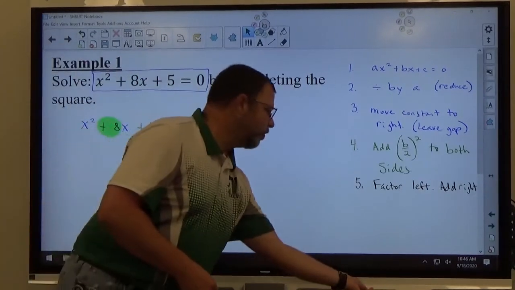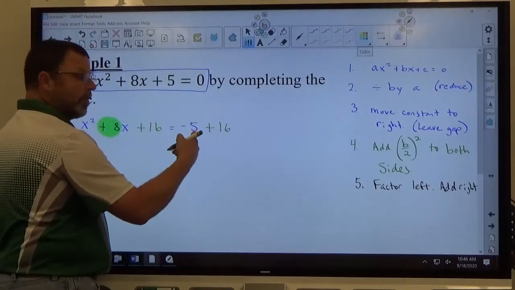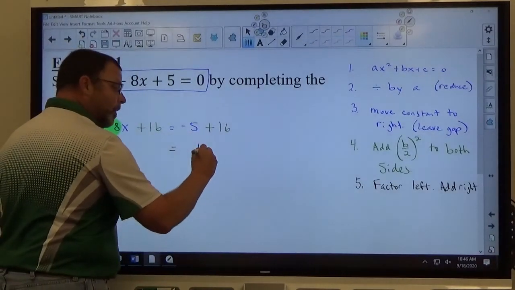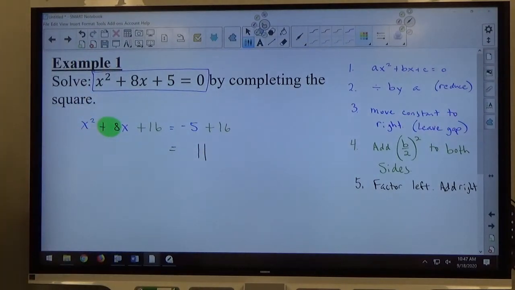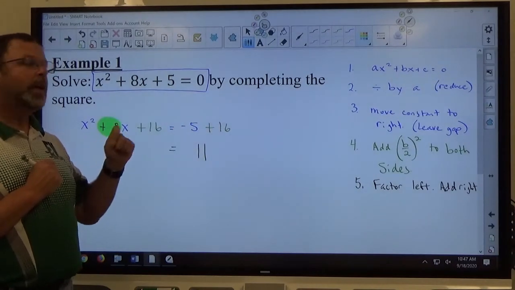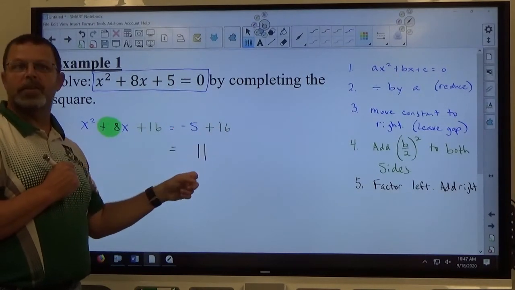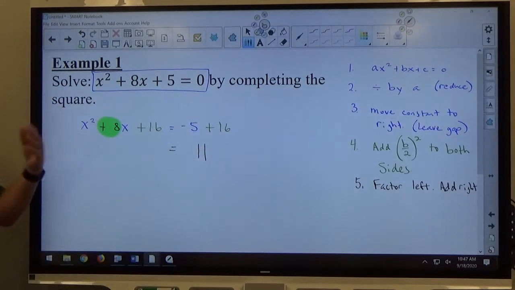So let's just do the add the right first. Negative 5 and positive 16, different sign numbers. I'm going to subtract the numbers. 16 is bigger, so it's positive. Right? If this was positive 5 and positive 16, now it's positive 21. If it's positive 5, negative 16, now it's negative 11. All right, so again, signs determine whether you add or subtract, and then the bigger sign determines the sign of the answer. Factor the left.